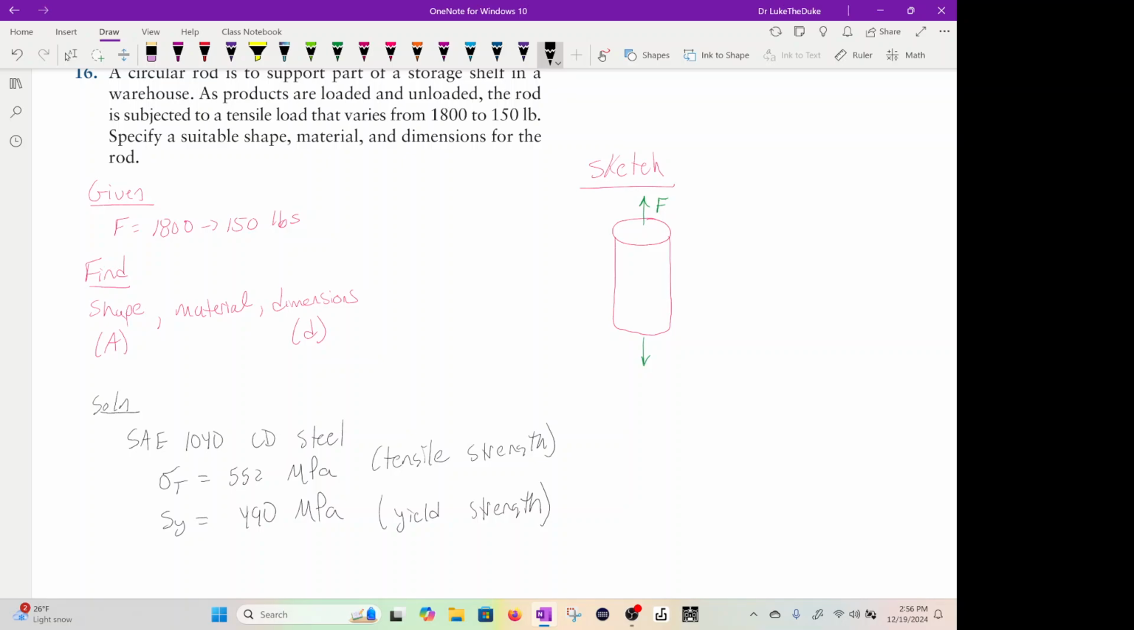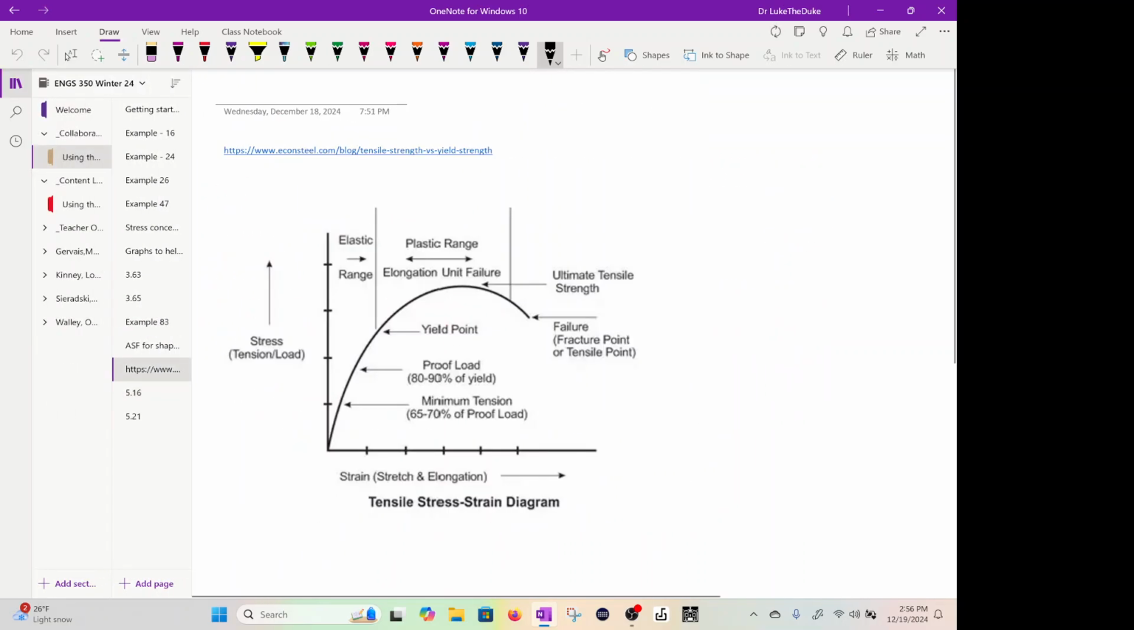Okay, and if you want to review, I added this little section here. It's a graph from this website. It talks about the yield point, right? And then here's your tensile up here. Okay, so anything past your yield, you'll start to get elongation, and then anything after your tensile strength will pretty much fracture.